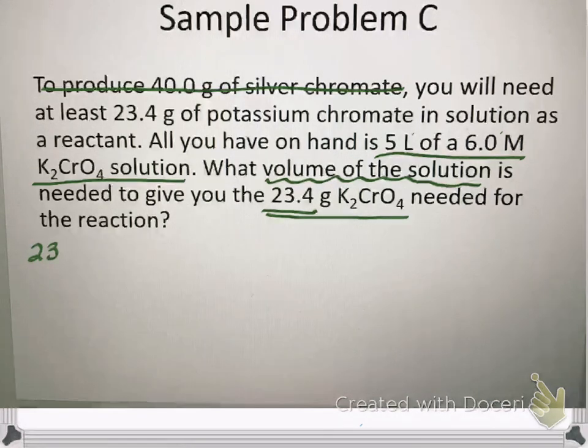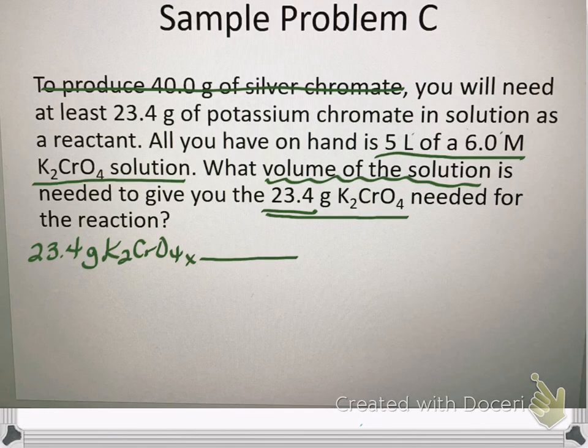So we have 23.4 grams of the potassium chromate. We're going to convert that into moles. So going to look at the periodic table, going to add up 2 potassiums, 1 chromium, and 4 oxygens, and that's going to be a nice heavy one. That's 194.2 grams per mole. Okay, so now I take the 23.4 divided by the 194.2, and I get 0.120 moles of the potassium chromate.